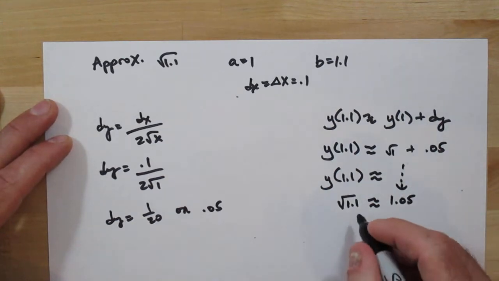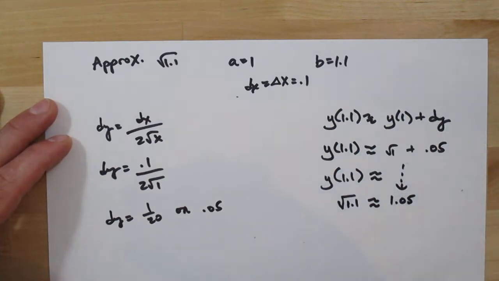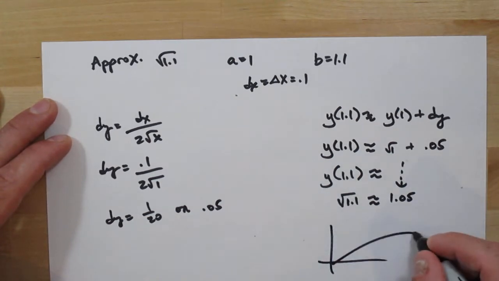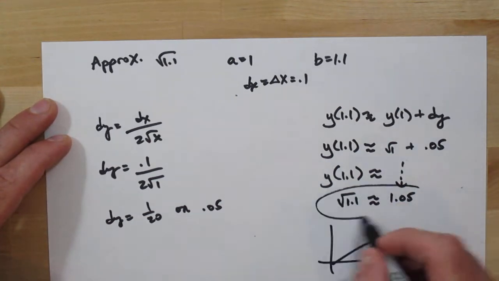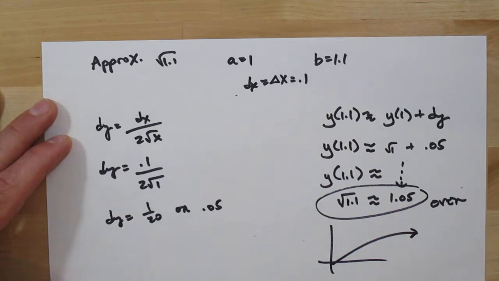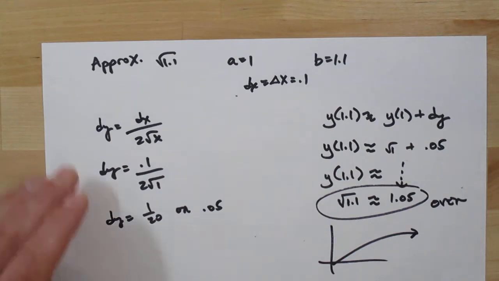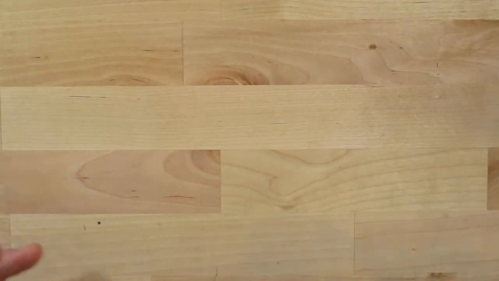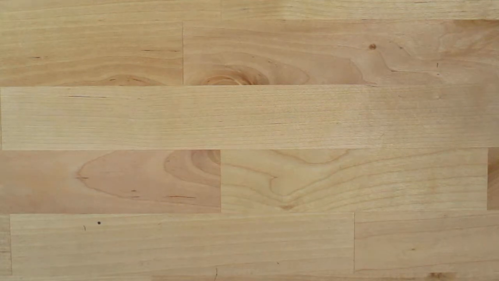Again, the square root of x is a concave down function on its entire domain, so this should be an overestimate. And when I plug this in my calculator, the square root of 1.1 comes out to be 1.0488. So that's how we can approximate using differentials. All right, I have to reach into my printer to get a piece of paper for the last example.